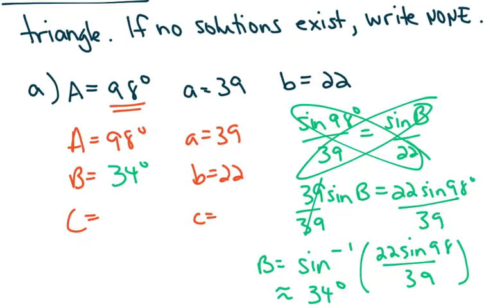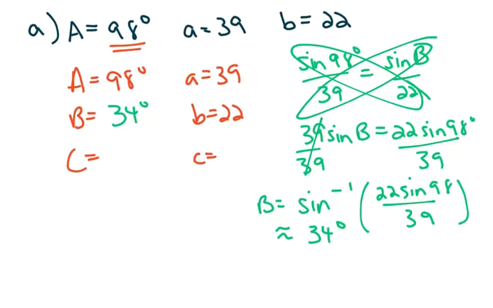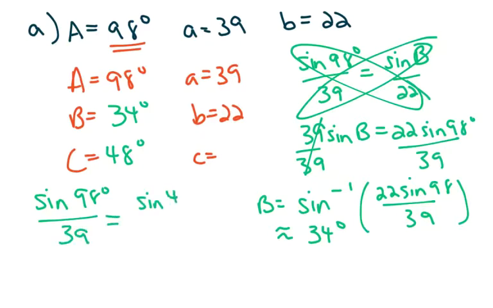Well, now that I know that angle B is 34 degrees, the next thing I'm going to find is angle C. I don't have any choice. I can't find side C until I know angle C. And since I know all the angles inside a triangle add up to 180, I'll subtract both of those from 180 to find out that angle C is 48. And now that I know angle C is 48, now I can find side C. So the sine of 98 over 39. Now I'm going to set it equal to the sine of 48 over C.